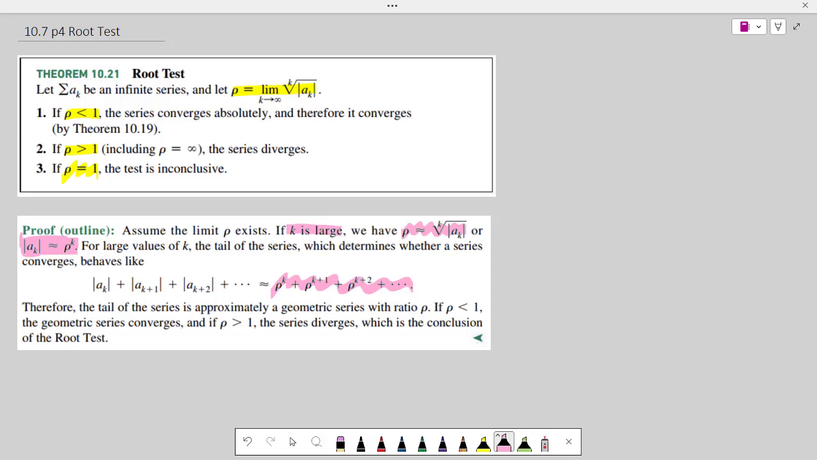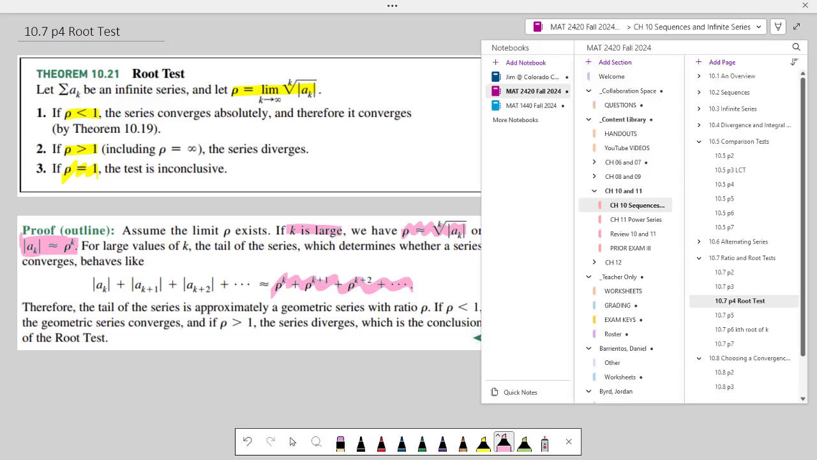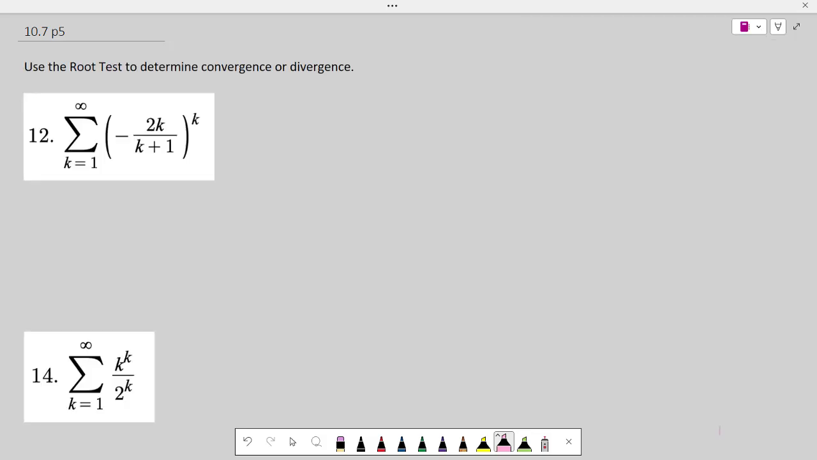So the root and the ratio test have embedded geometric tails within them. And we know that you only need to consider the tail when you're considering the convergence or divergence of a series. So again, geometric. So our conclusions are the same. So let's try good old root test.